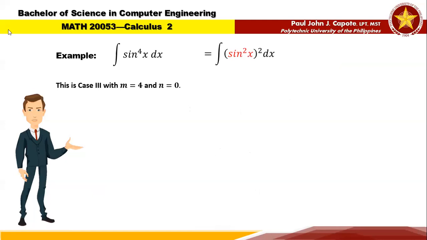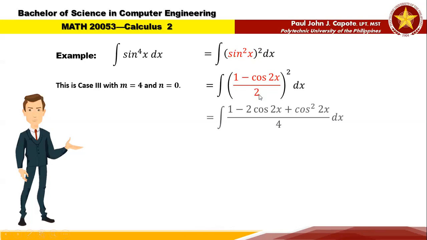And so we express sine raised to 4 x into sine squared x raised to the power of 2. Okay. If we are to solve this, sine squared x raised to the power of 2 is equal to sine raised to 4 x, not sine x raised to 4. Okay. And then we will substitute the equivalent trigonometric identity for sine squared x, that is 1 minus cosine 2x over 2. And then what happened here is we square the numerator and then square the denominator.